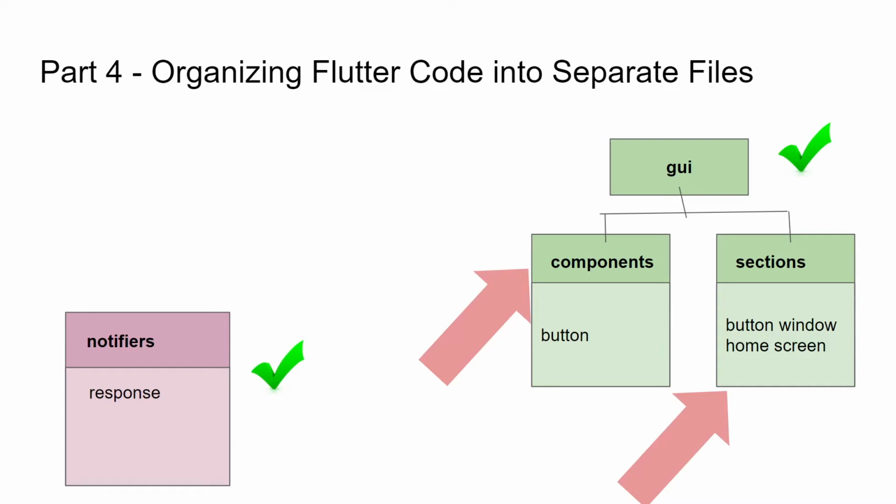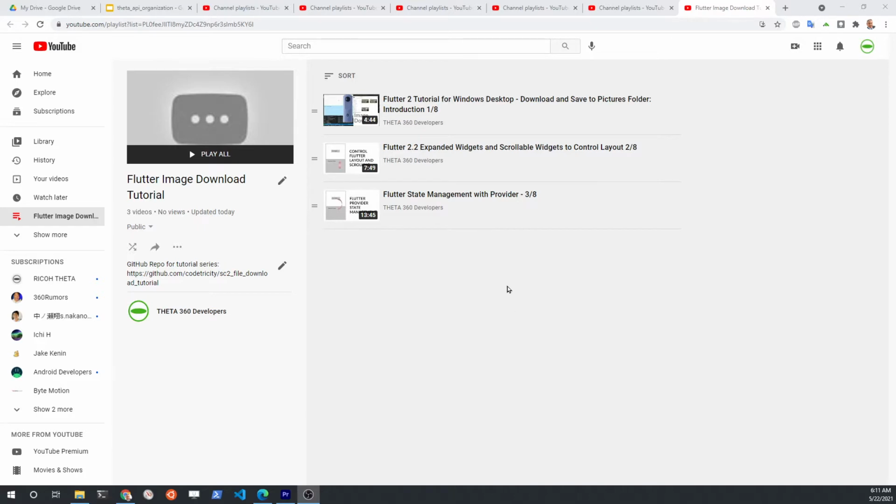Today we're going to learn how to break up your code into separate files to make it easier to find and manage. This is video 4 in the Flutter image download tutorial series. The full code is available on GitHub in the description of the playlist.